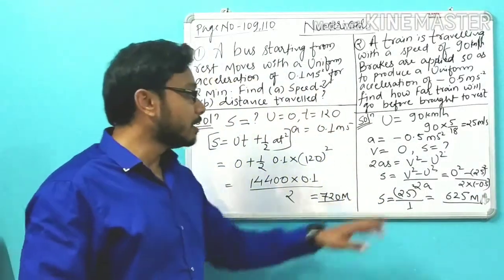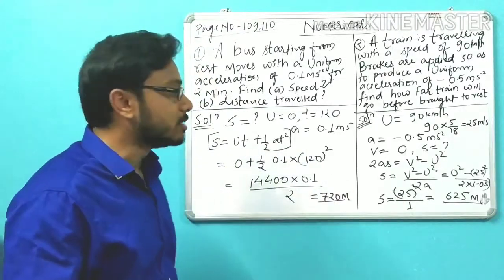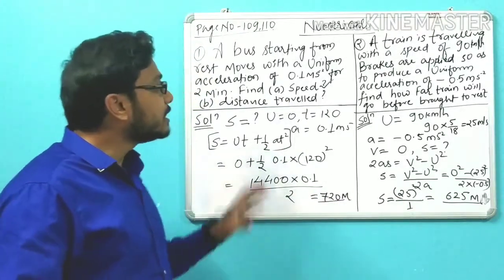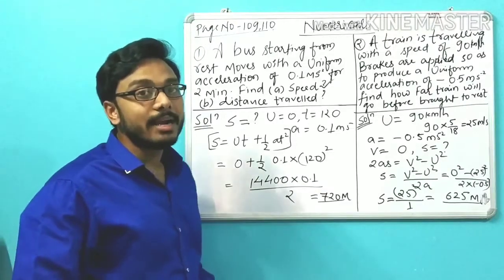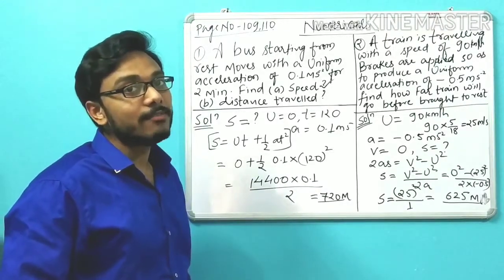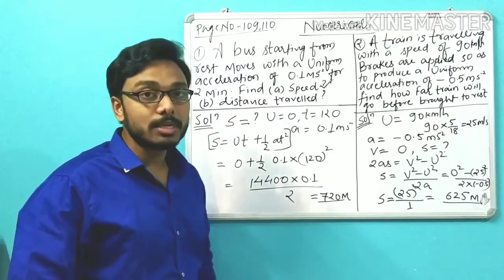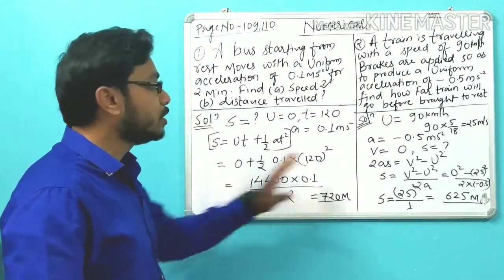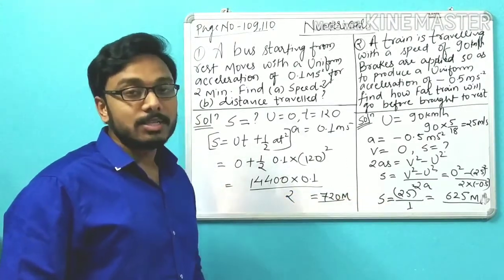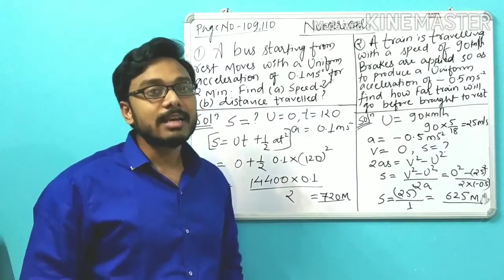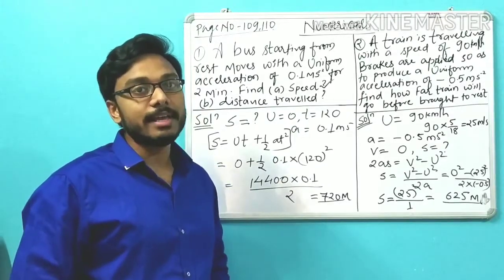So here we have solved the second question also. In these two questions, we have applied all three derivations of equations of motion that we have derived, that is equation 1, equation 2 and equation 3. Hope you have understood this. Now the other questions are there that you have to practice, and if you have any doubt, you can ask.